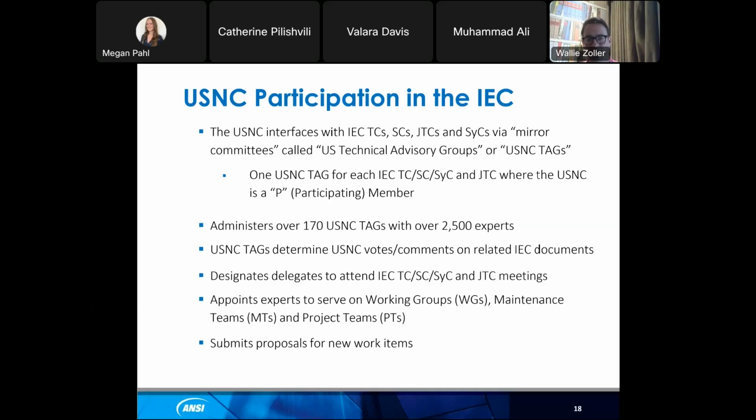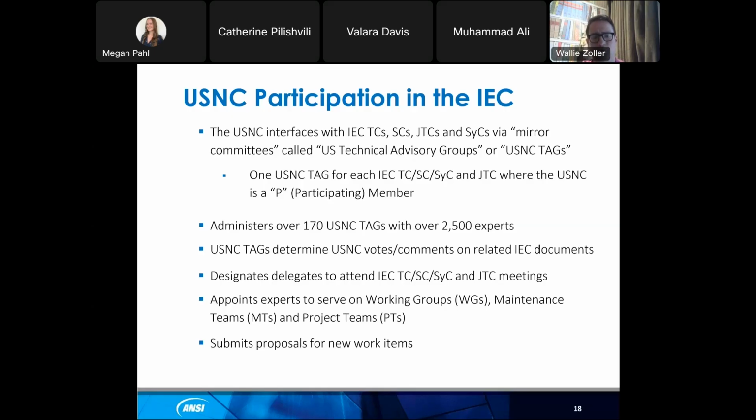Officers, of course, are obligated to attend these meetings, but as delegates of the United States they represent the USNC and are required to register as such, and then they represent the USNC in these meetings.